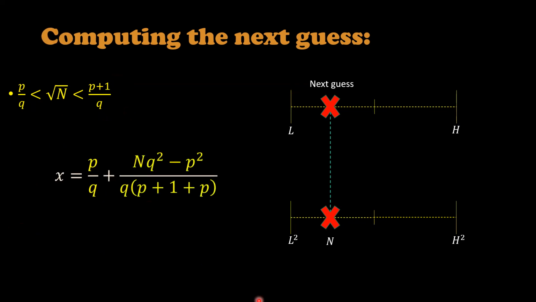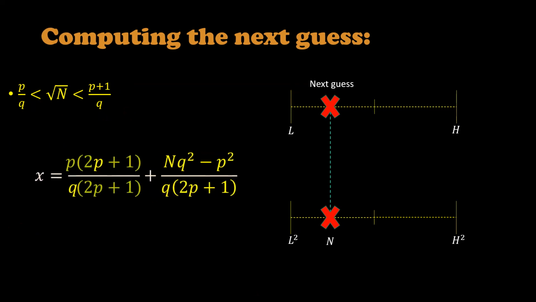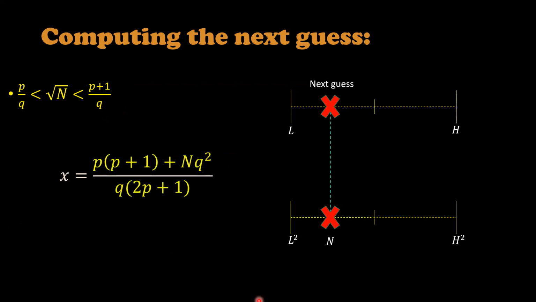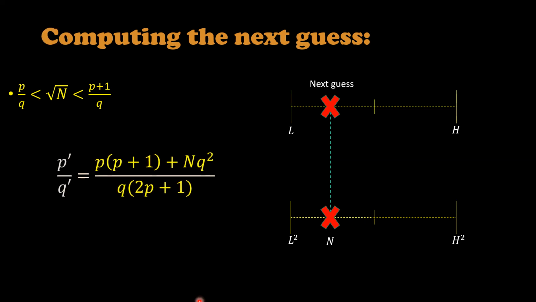That was multiplying top and bottom by Q squared, and then we can clean up that denominator, get a common denominator, and combine the numerators, and what we end up with is this. I'm confident that you can get to this point. That's why I rushed through that. Okay, so now if we consider the x to be a fraction, we consider our new numerator to be, say, a p prime, shiny new p, and our new denominator be q prime. So this p prime would be this p times p plus 1 plus n times q squared, and this q prime would be this. This is the same next guess as what we had before.